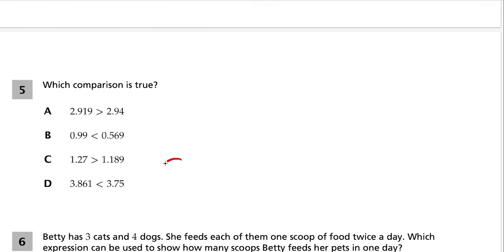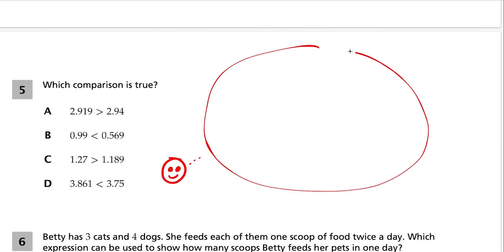So question 5 is all number sense. We're just trying to see which of these comparisons or inequalities here are true. So when I look at the first answer choice, 2.919 versus 2.94, I can see right away this is not the answer. I'm just going to throw in an extra 0 at the end. So the 2's in front of the decimals match, so I could ignore these. So now I just think of, I'm comparing the number 919 to 940, and 940 is the bigger number.